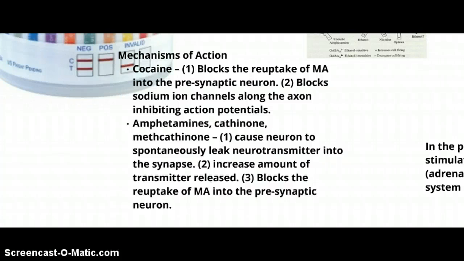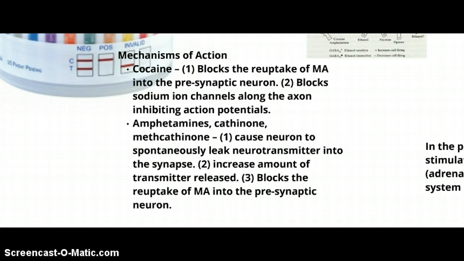Okay, as far as the psychoactive mechanisms of action for cocaine, first, what we're going to be talking about are the monoamines. I mean, cocaine is mostly dopamine, but we probably want to look at the monoamines together as a category of neurotransmitters. So, cocaine blocks the reuptake of monoamines into the presynaptic neuron, increasing the amount of monoamine in the synapse, or dopamine, and it blocks sodium ion channels along the axon, which inhibits action potentials.